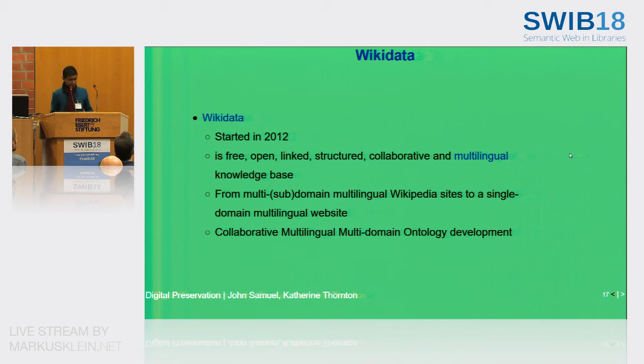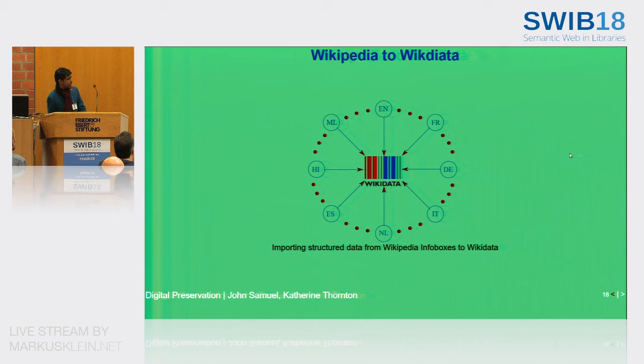So what is Wikidata? A quick introduction. It started in 2012. What is interesting is that it's a free, open, linked, structured, collaborative, and multilingual knowledge base. But what I like about Wikidata is the shift from the multi-subdomain, multilingual Wikipedia sites. Everybody comes to a single website called Wikidata, and collaborates and translates on the same website. Some years before, we had en.wikipedia, fr.wikipedia, de.wikipedia, and now we are going to www.wikidata.org, and we are working to create a multi-domain knowledge-based website. So it's a collaborative, multilingual, multi-domain ontology website.